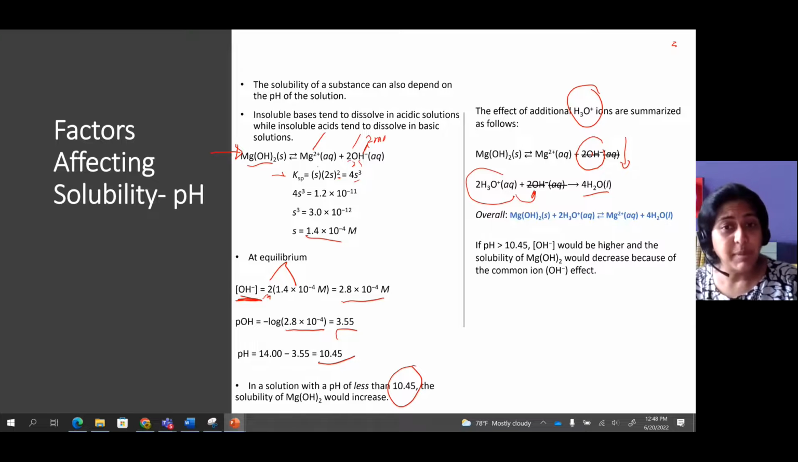If you remember the Le Chatelier principle, decreasing a product means the equilibrium shifts forward, making more products. Making more products means the solubility of magnesium hydroxide will increase. That's how decreasing pH will increase the solubility of a hydroxide solid.